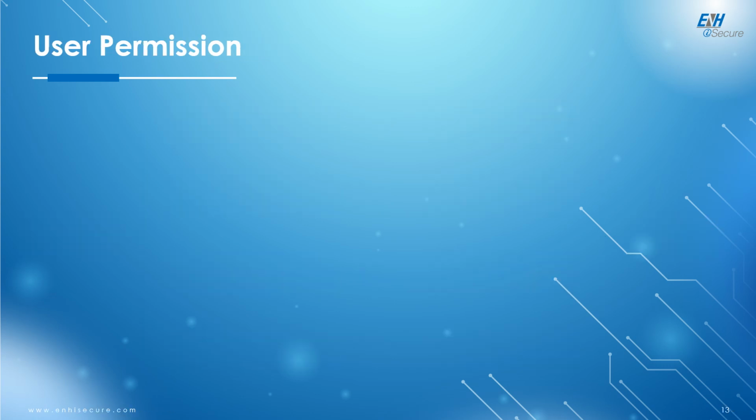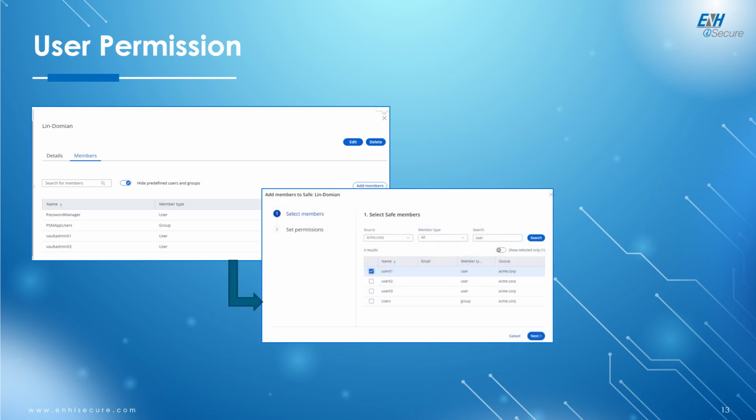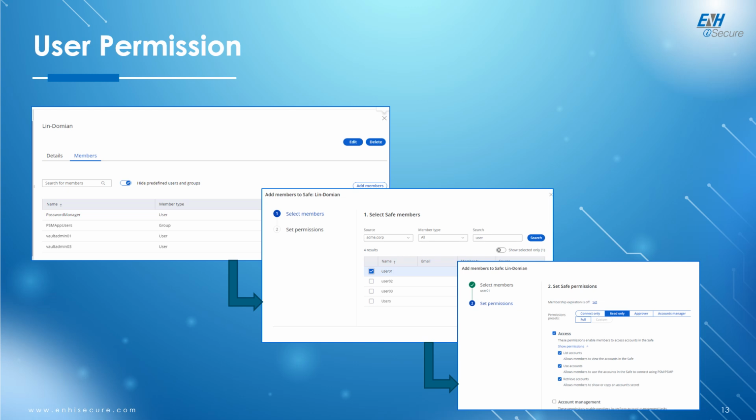User permissions. Adding a member from OU and assigning permissions to a safe. Select the safe. Choose a desired safe where you want to add a member. Add a member from an OU. Select the organizational unit and choose a member you wish to add, for example, user 01. Assign permissions. So, assigning a permission to a user as required. Here in our case, we added read-only permission to user 01 to a particular safe.